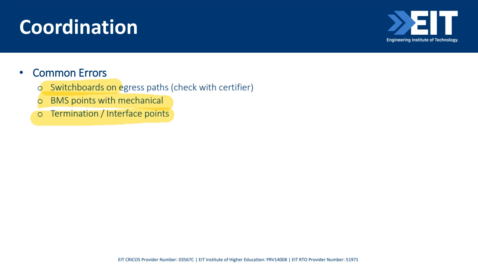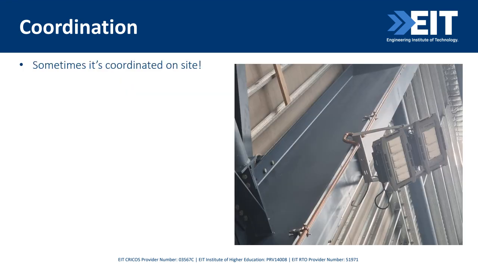And lastly, sometimes, despite all of this, it still doesn't get coordinated. So this is a photo from one of my projects. And as you can see, the electrical contractor installed our light first and the hydraulic contractor just made it work on site. So it's not ideal, but it still happens. But coordination needs to continue, not just in design, but onto site construction as well.